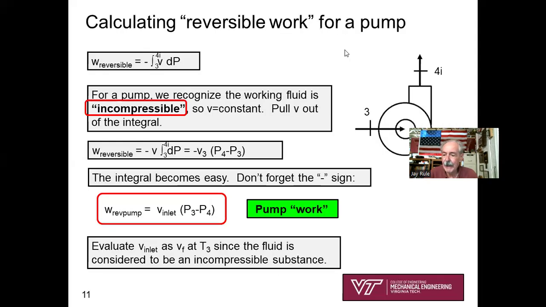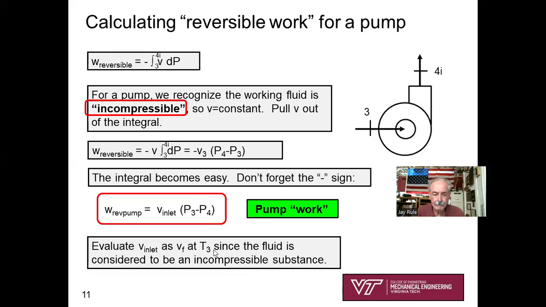Now we've got to calculate the power required to drive the actual pump. First thing we'll do is analyze the reversible pump. Remember, the key analysis part of the feed water pump is recognizing that the working fluid is incompressible. So v is constant. And so the reversible work, W dot over m dot for the pump, is going to be negative the integral of v dP. We pulled v out of the integral since it's constant. And so we've got W reversible is minus v3 times P4 minus P3. So we're going to get a negative number and determine what that number is. We'll turn the crank on the next slide.